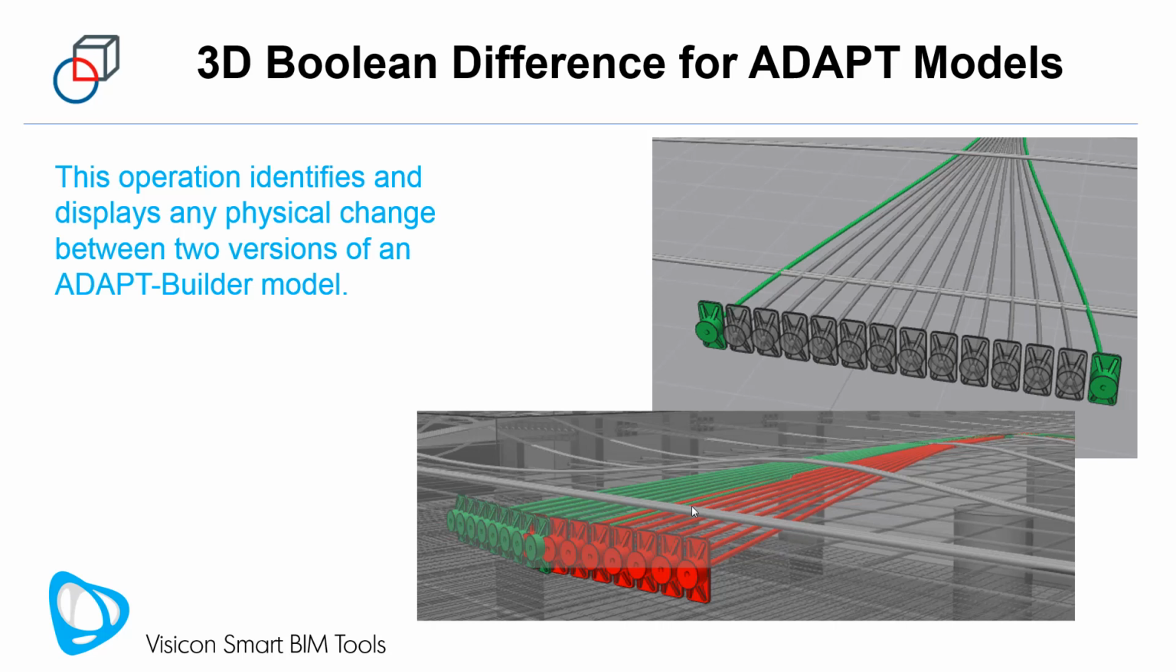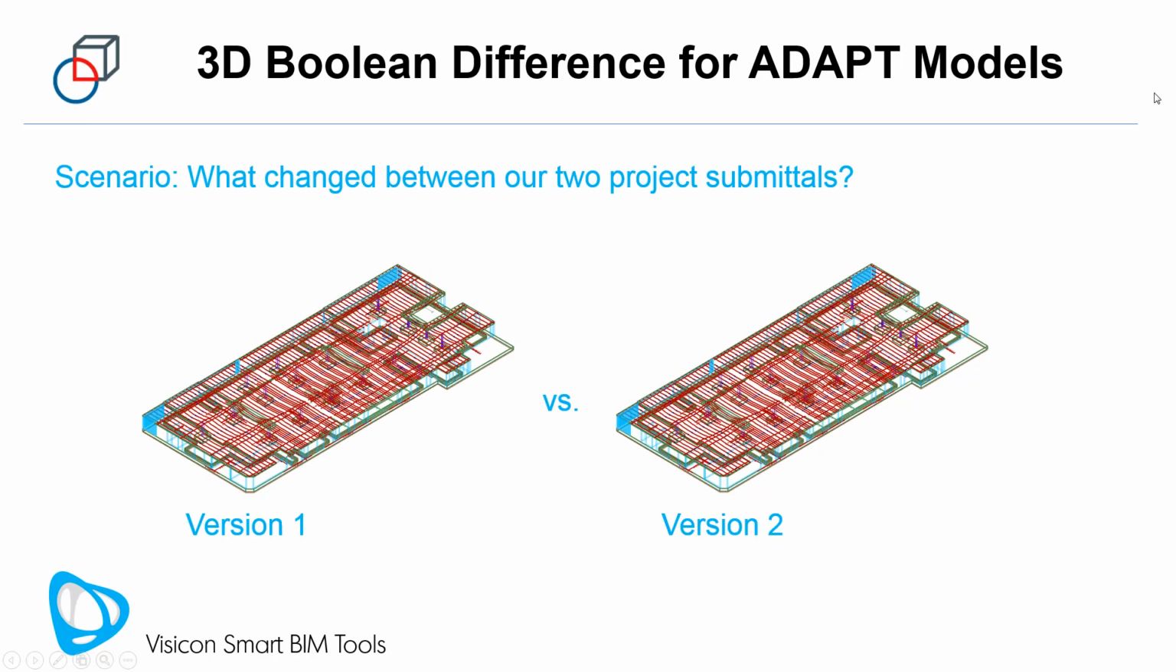This workflow video describes how to use Physique's 3D Boolean difference operation to identify any physical change between two ADAPT models and display those graphically. The scenario we're going to go through is comparing two versions of our project submittal.